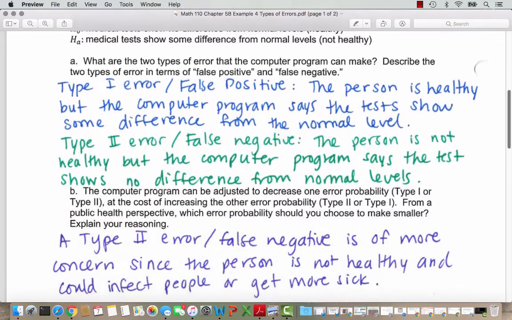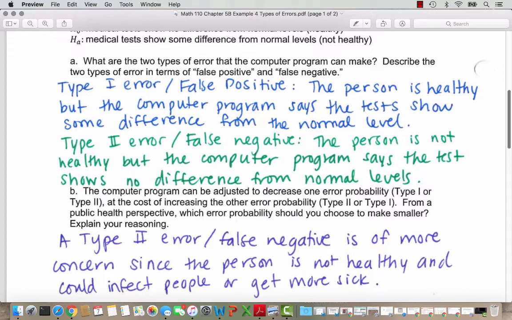So question A asks us to think about what are the 2 types of error that the computer program can make. Describe the 2 types of error in terms of false positive and false negative. The type 1 error, also known as a false positive, is when the person is healthy, but the computer program says the tests show some difference from the normal level. The type 2 error, known as a false negative, is where the person is not healthy, but the computer program says the test shows no difference from the normal levels. So 2 different ways that we can be wrong in the hypothesis testing scenario.